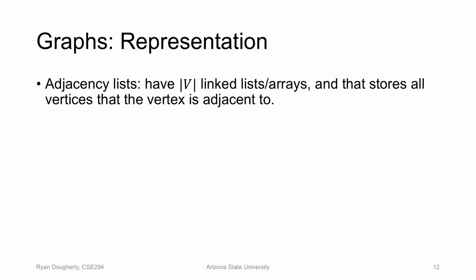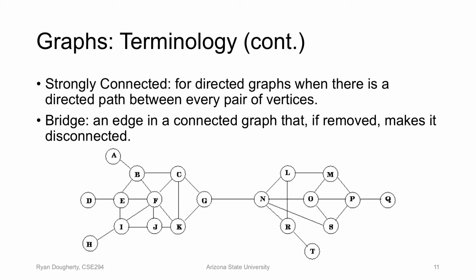So the first one is using what are called adjacency lists, right? What you do here is you maintain either a linked list or an array, whatever you want, but you maintain one for each of the vertices. And what the list contains are all of the vertices it's connected to, right? So like for this graph, let's say I wanted to look at the linked list for vertex G. It's connected to vertex C, K, and N.